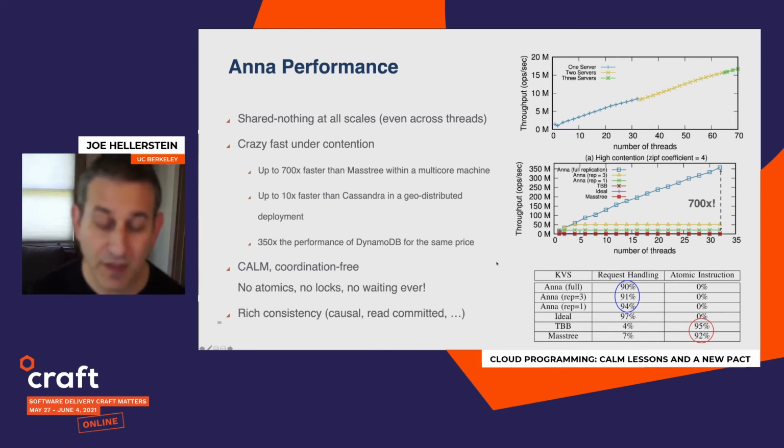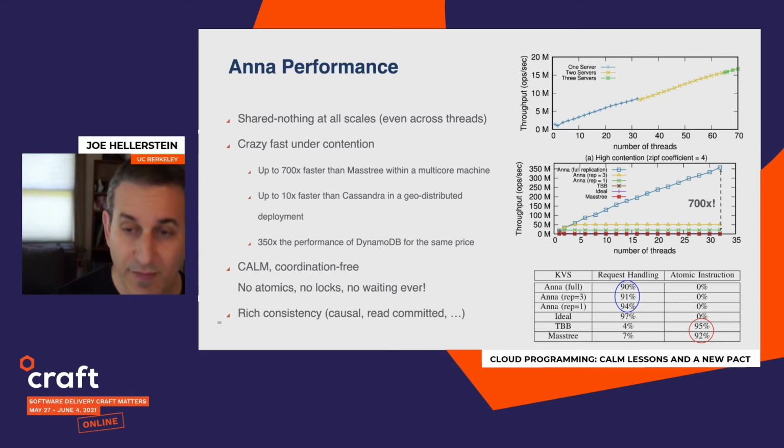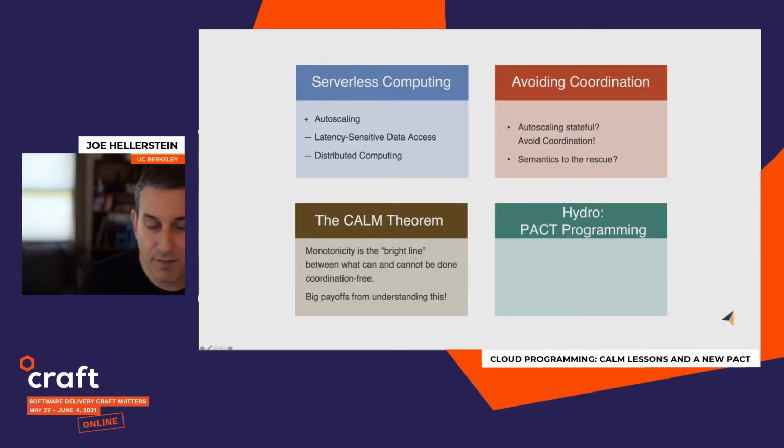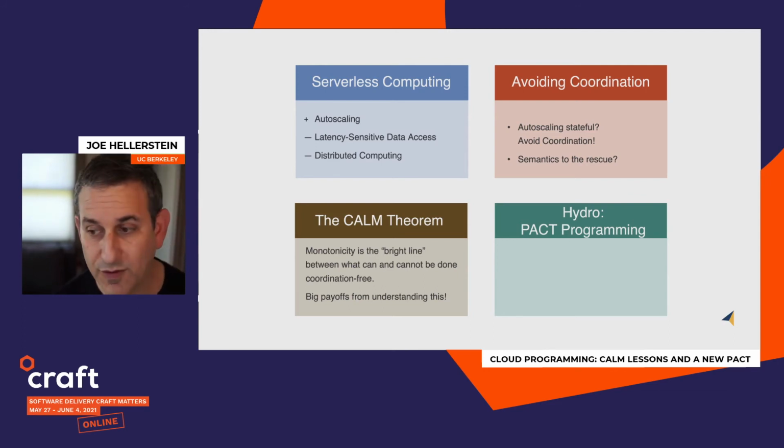The other thing, because of the CALM theorem and our understanding of the math behind it, is that we're able to bring pretty rich data consistency to this key value store, richer than what you get out of most of the distributed stores out there, including things like DynamoDB. So we can give you causal consistency, read committed transactions, and so on under this model. So I told you a bit about the CALM theorem. It's the bright line. Monotonicity is this bright line between what can and cannot be done coordination free. And I hopefully showed you that there's potential for really big payoffs from understanding this.